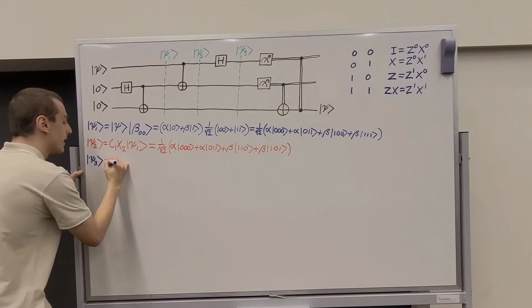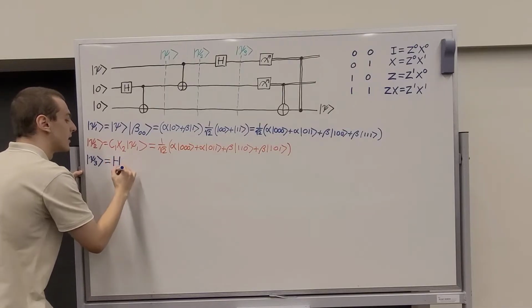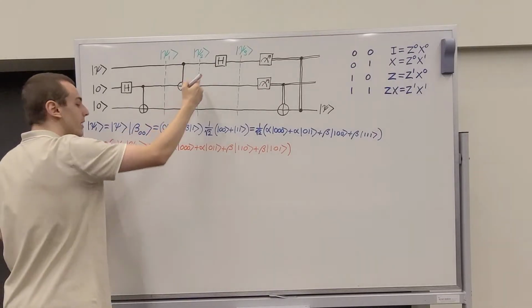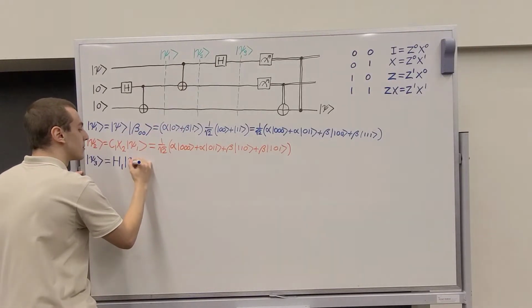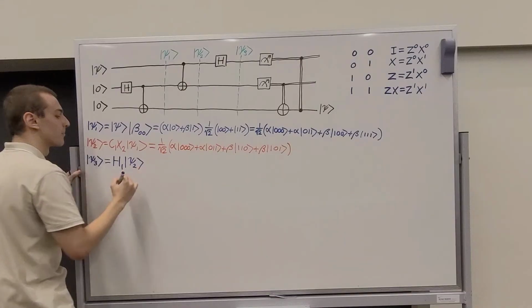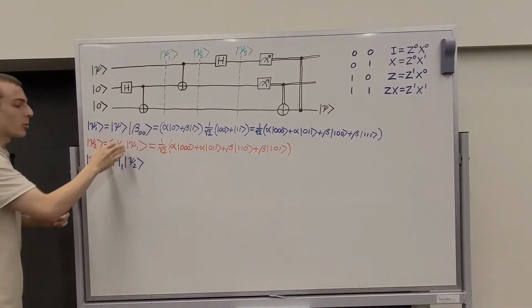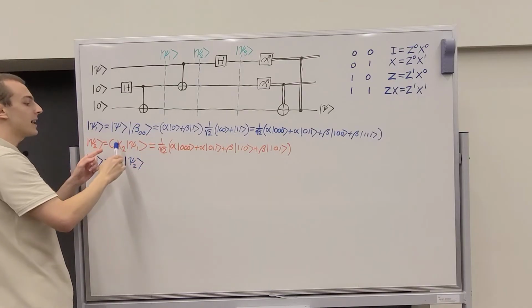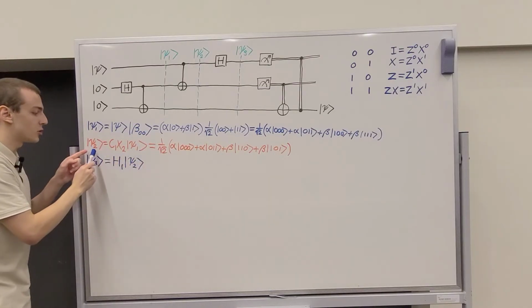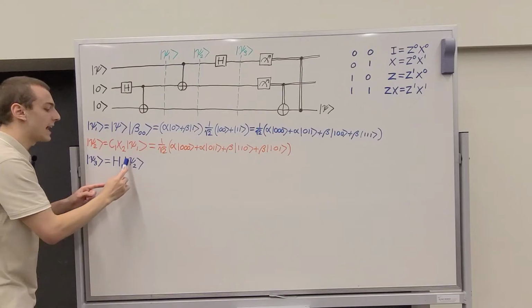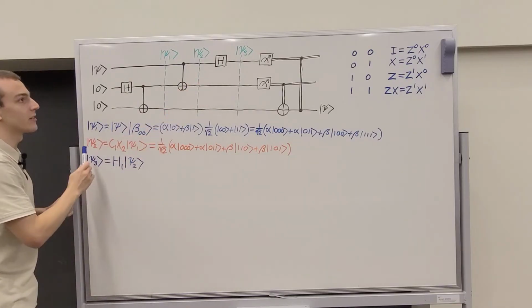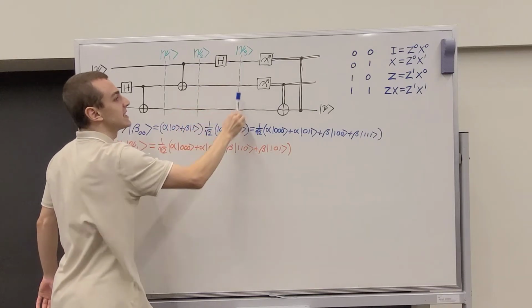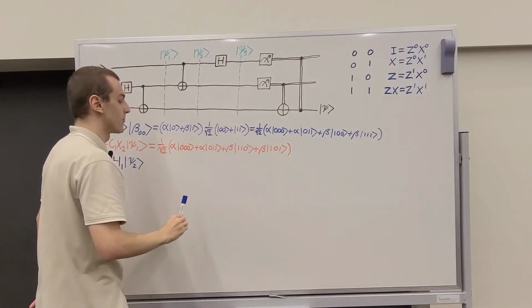So psi 3 is the same as the Hadamard, which I'll put a little subscript 1, so we know we're acting on the first qubit, on qubit 1, and that is acting on the state psi 2. So you can see a similar procedure to what we had over here. For psi 1, we define it this way, then we act with the controlled NOT gate, and that gives us psi 2. Then we take psi 2 and act with the Hadamard gate, and that's going to give us psi 3. So that is the state of this 3-qubit system at this stage in the quantum circuit.